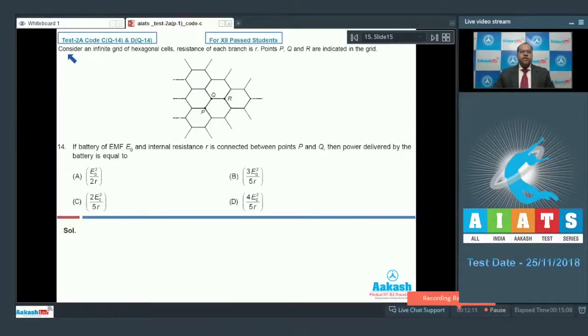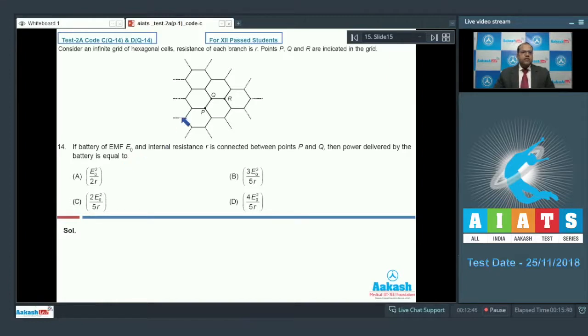In the second paragraph containing question number 14 and 15, it is given that consider an infinite grid of hexagonal cells. Resistance of each branch is R. Points P, Q, R are indicated in the grid. So in question number 14, if a battery of EMF E0 and internal resistance R is connected between points P and Q, then the power delivered by the battery is equal to.